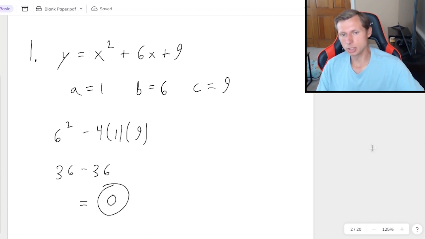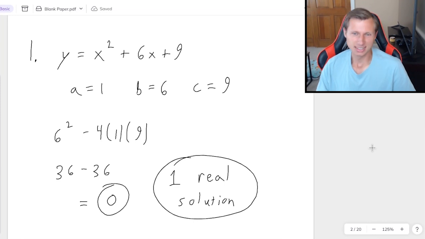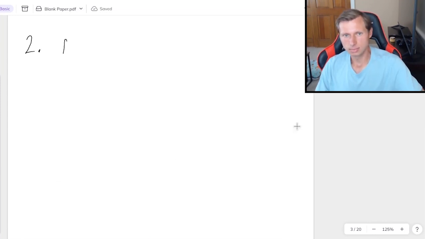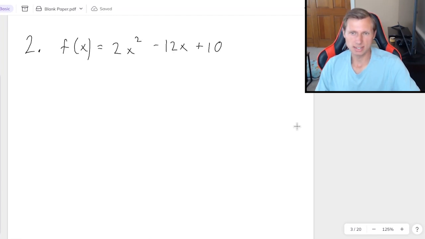So then that means the discriminant is 0, which does not mean 0 solutions. It means we have one real solution. And there we go. That's it. So now we're going to do a couple more. I encourage you to try these on your own. f of x equals 2x squared minus 12x plus 10. Pause the video, try this one on your own first, and when you're ready to see the solution, unpause.